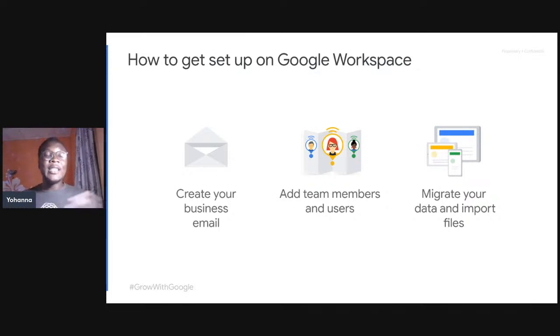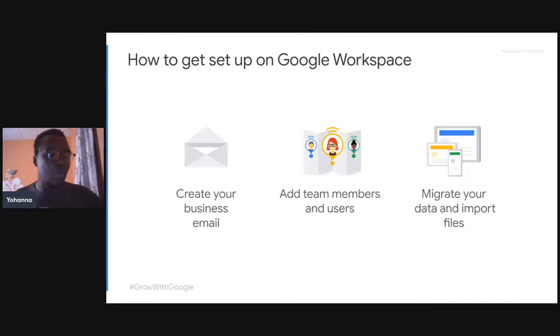Then secondly, you add team members and users. This is where, let's say you are working with a team of 4 people or 5 people, you get to add them to the account, right? Then last but not least, you migrate your data and import files. So if you have been working locally on your device or your system, you just get to migrate those data to Google Cloud so that you always have access to them when you want to work and all of that, right? So that is just the simple way to get started with Google Workspace, right?